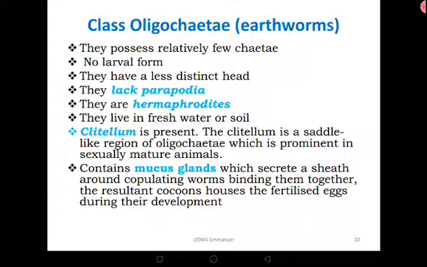And then it contains the mucus glands. Those mucus glands are very vital sometimes during sexual reproduction, because they secrete mucus around the clitellum, and that mucus is used to stick the two sexually reproducing organisms together, so that the gametes can be passed from the male to the female. So the mucus is a sticky substance that can bind the two together. Mucus is also used for other purposes.